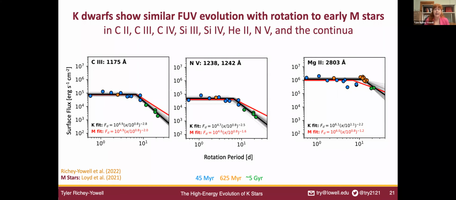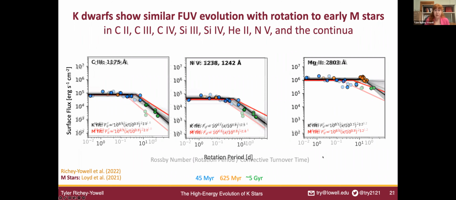Another important factor to look at is how the UV changes with rotation period. So we see that for the far UV lines, which are all of them but magnesium-2, the period of decline is actually nearly the same as for early M stars.